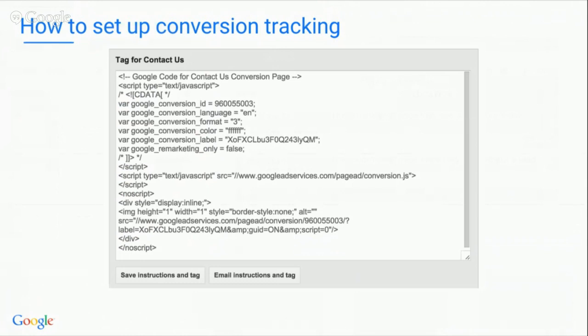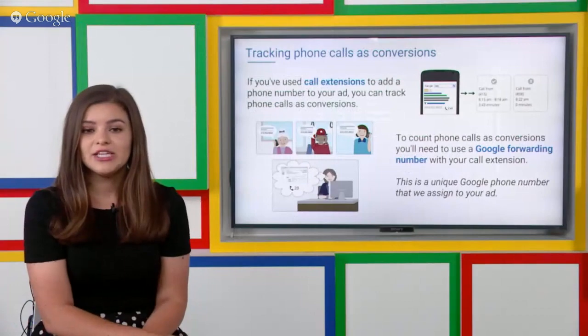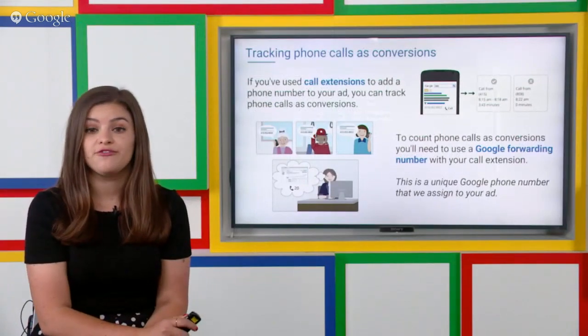So again, getting the code is really simple from your account. From the tools menu, you'll select conversions, and from there you'll be able to click plus conversion action and create your first conversion, and the code will be right there. There's two convenient buttons. You can either click the button to save the instructions and the code to your computer, or you can email it directly to your web developer, or yourself if you're the developer. So it's really easy to get that code sent off to the person who can have it implemented on your site for you.